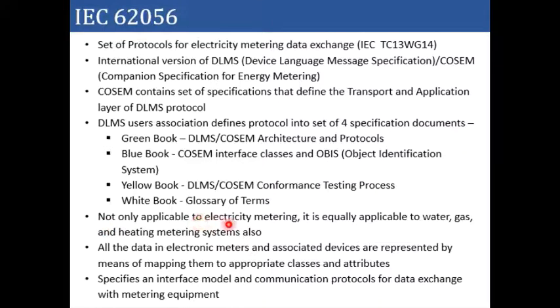So it is not only applicable to electricity metering, it is equally applicable to water, gas and heating metering systems also. Now here, all the data in electronic meters and associated devices are represented by mapping them to appropriate classes and attributes. So whatever data you capture from the sensors in the smart meter is mapped appropriately to various classes and their corresponding attributes. It specifies an interface model and communication protocols for data exchange with metering equipment.